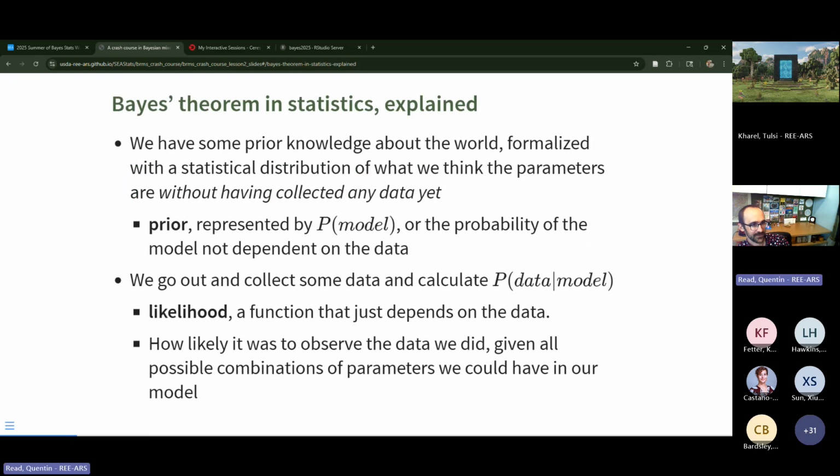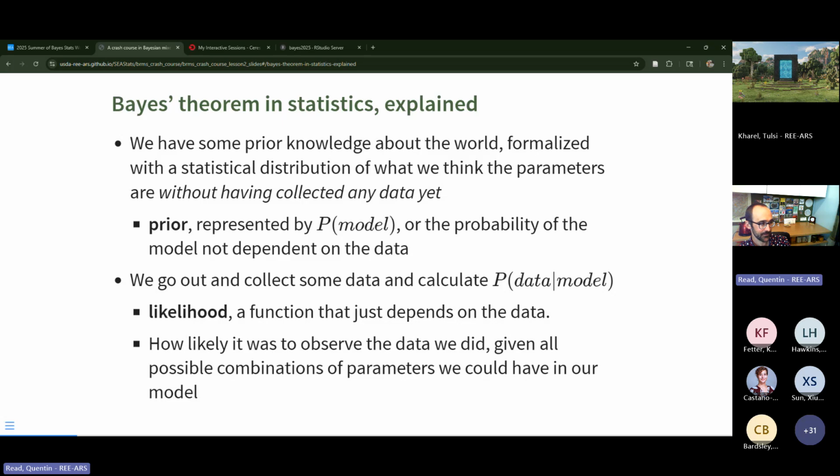And yes, that is what this slide says, right? The prior is, and all of that is not just hand waving, right? There's actual numbers that go with all of that. The prior is a formal statistical distribution with parameters, numbers of what we think the parameters like the intercept, slope, all that kind of stuff are without collecting any data yet. Probability of the model not dependent on the data.